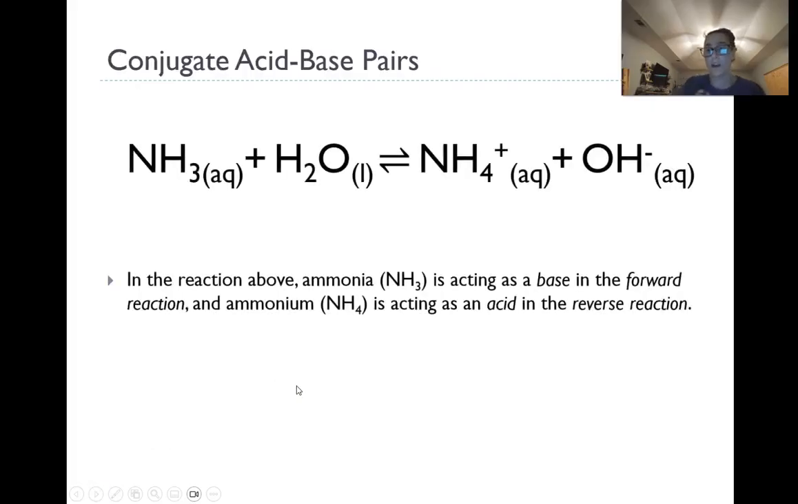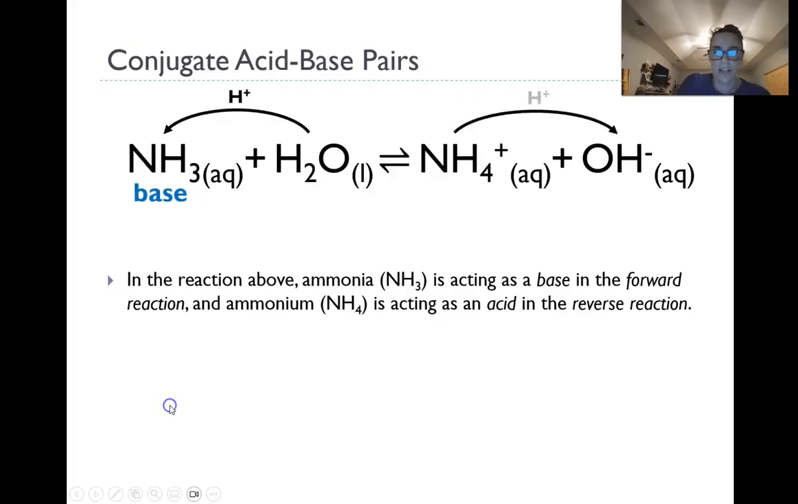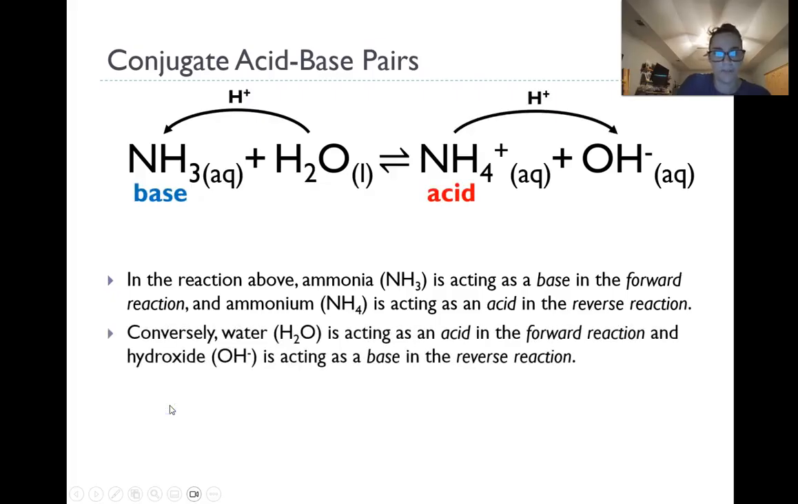All right, so we talked about the ammonia and water reaction in the last slide. In the above reaction, we said ammonia was the base and water was acting as the acid in the forward reaction, whereas ammonium is acting as the acid and hydroxide is the base in the reverse reaction, because again, the acid gives its protons.